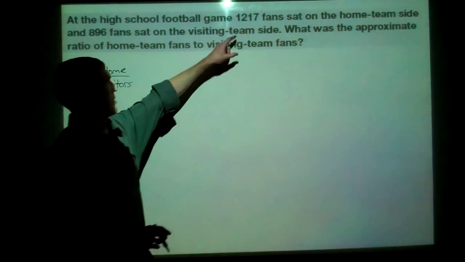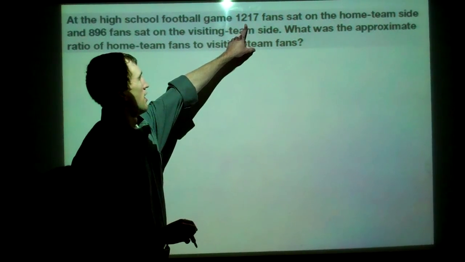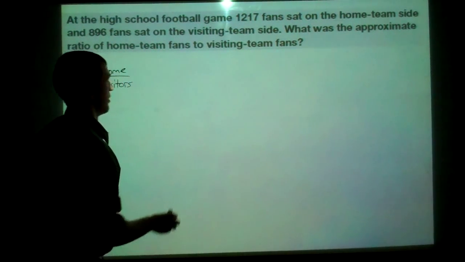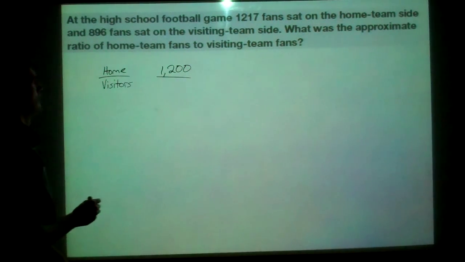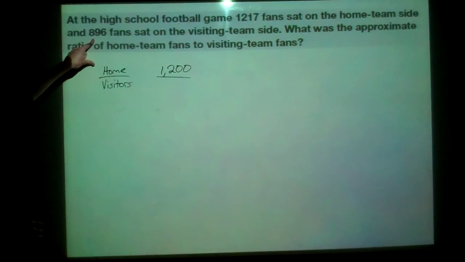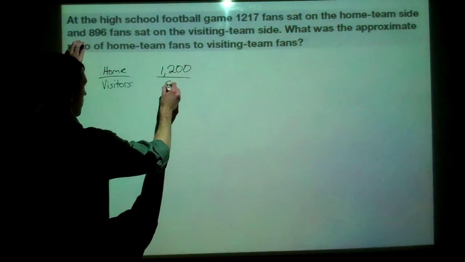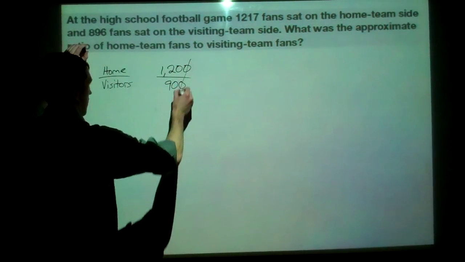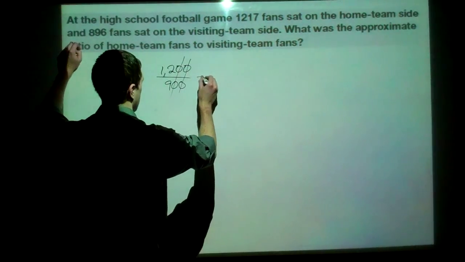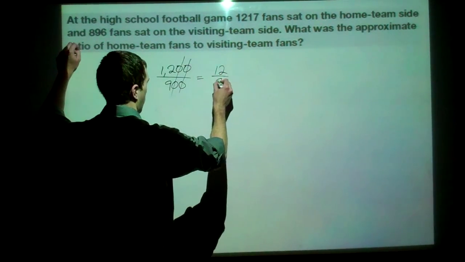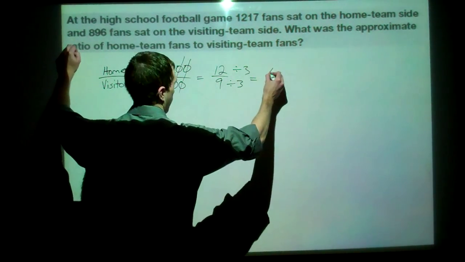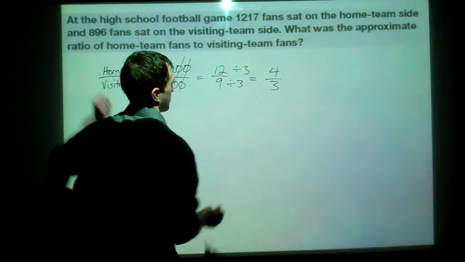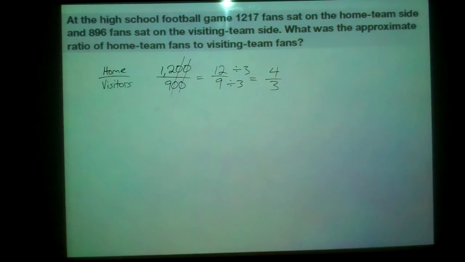So this here, this is your home team fans, rounds down to 1,200. And your visiting team fans, 896, that rounds up to 900. I'm going to cross these out so we can reduce. So this also equals 12 over 9. And if we divide by 3, we get 4 over 3. So your ratio would be 4 to 3 there.